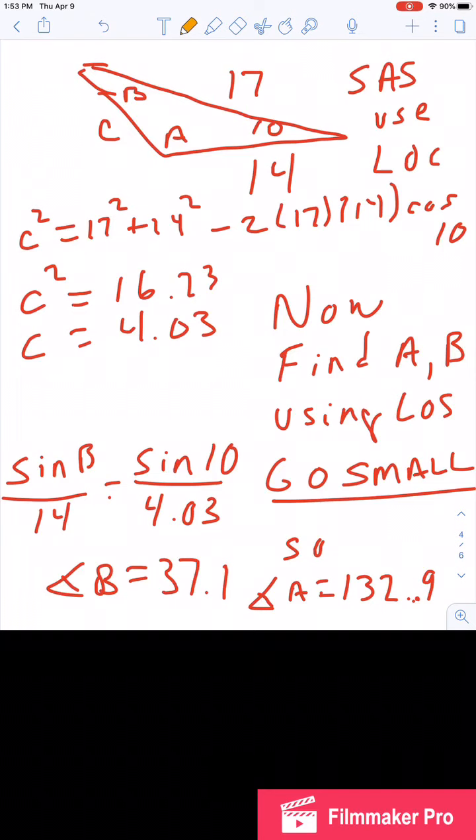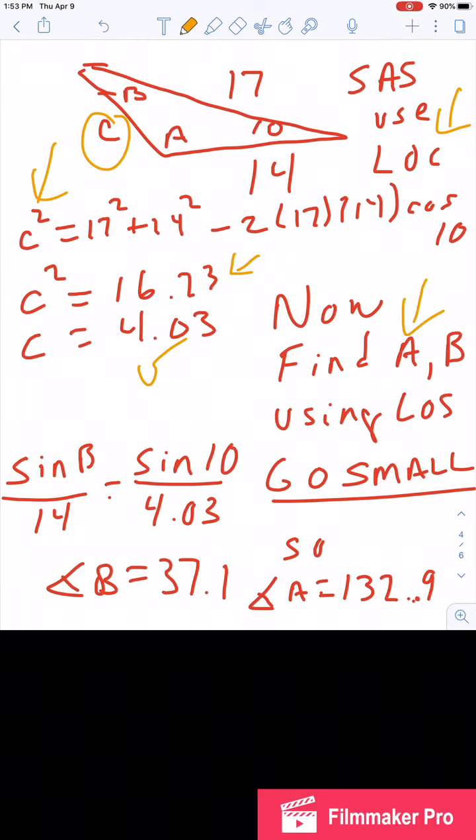Now in this situation, we have a side angle side triangle, 17, 14, 10 in the middle. We first solve for C by using the law of cosines. Remember to take the square root, and we get C as being 4.03. Now we have to find A and B using law of sines. We have to go for the smallest angle. So obviously B is going to be tinier than A. The sketch is drawn somewhat to scale.